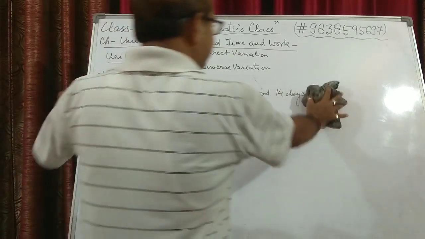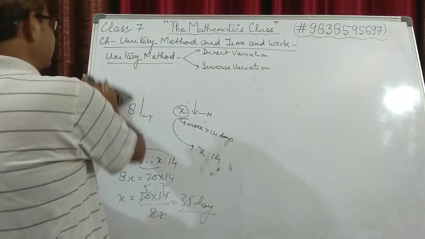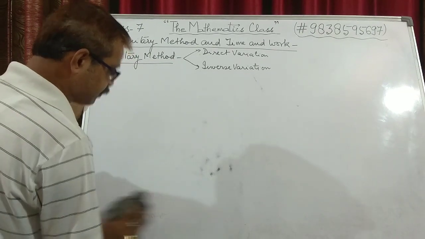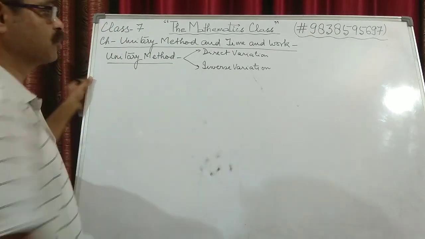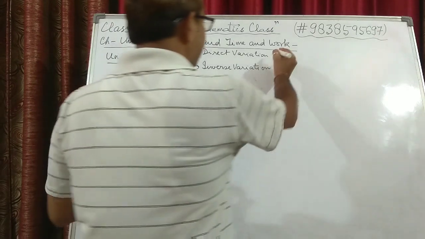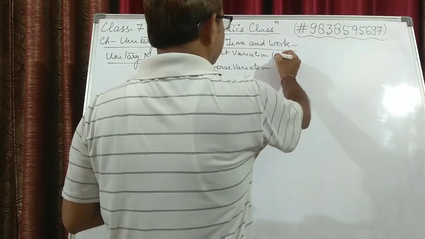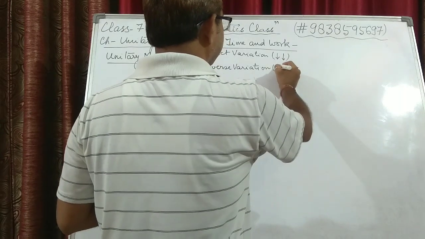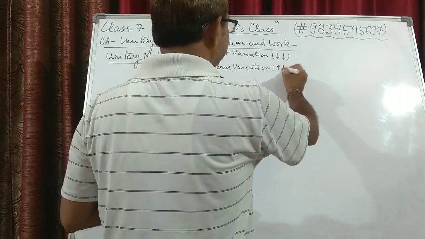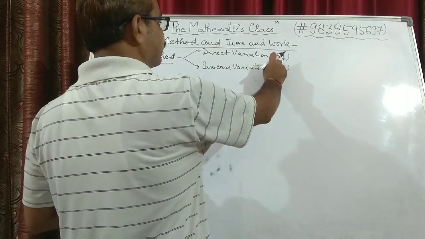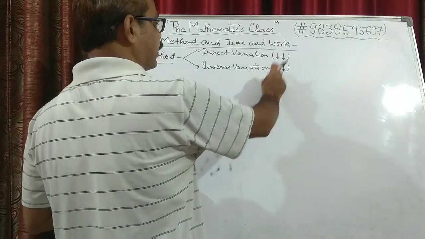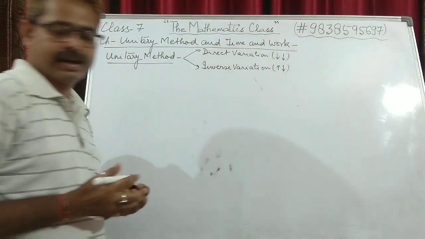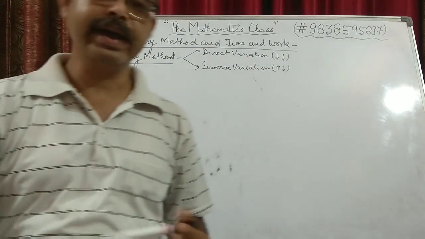What is inverse variation? When increase in one quantity results in decrease of another quantity, that is known as inverse variation. So this you can say is direct variation, whereas this you can say is inverse variation. This is, if increase, then again increase in the second quantity. If increase, then decrease. If decrease, then increase. Like that.